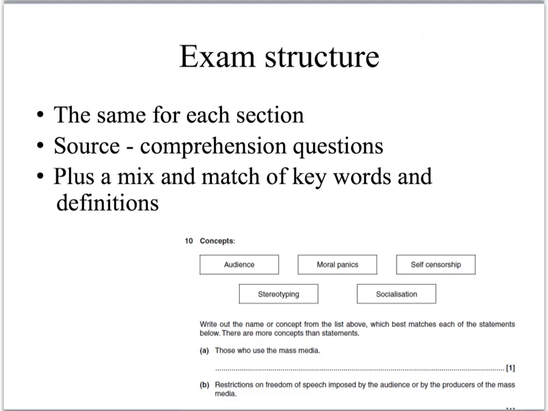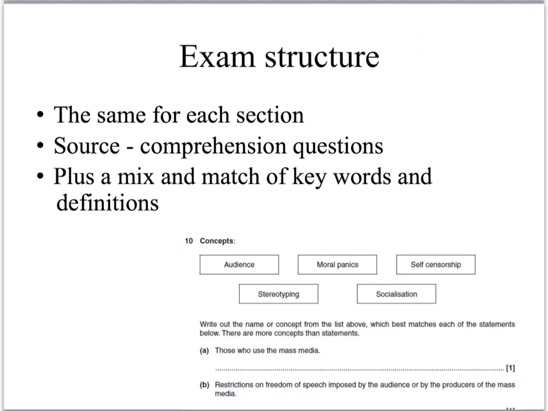Now, the exam structure is the same for each of the 3 sections, and so it's quite straightforward and not as complicated as Unit 1 in that way. There will be a source at the beginning with some comprehension questions. These are 1 and 2 mark questions, and they are very straightforward and based on you just reading the sources carefully. Plus, there's a mix and match of keywords. Slightly different mix and match from Unit 1.